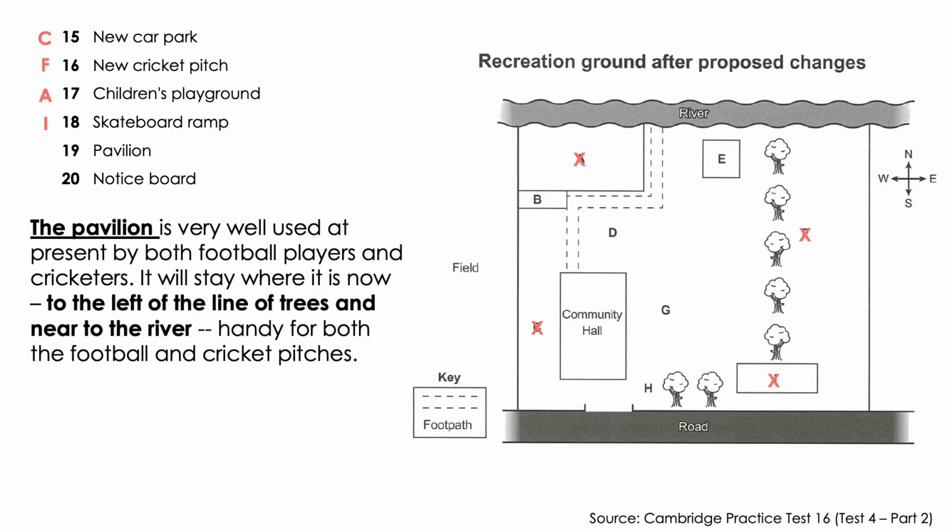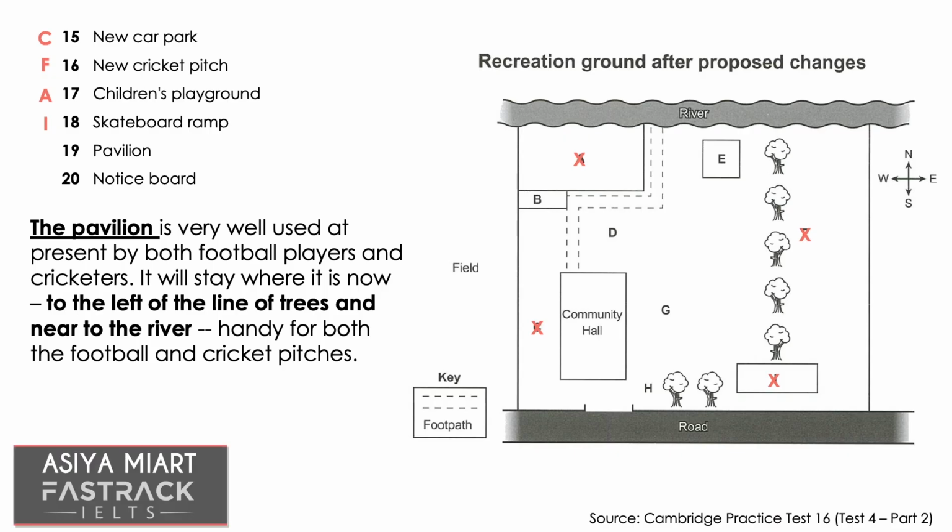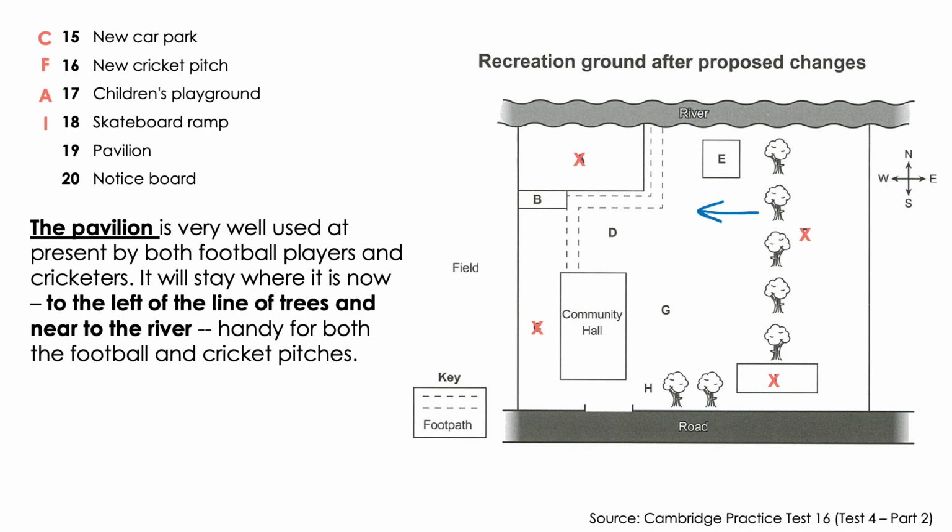Next, the pavilion is very well used at present and so on. It will stay where it is now, to the left of the line of trees, to the left, and near the river. So here it is. The answer is E. And the last question.